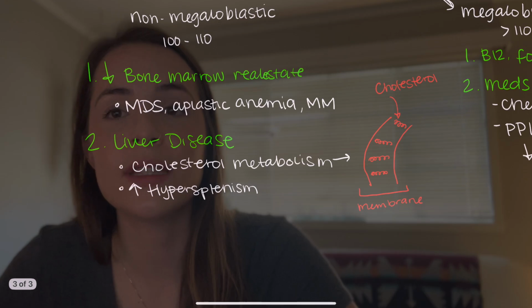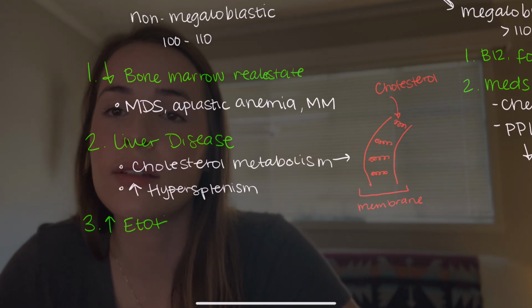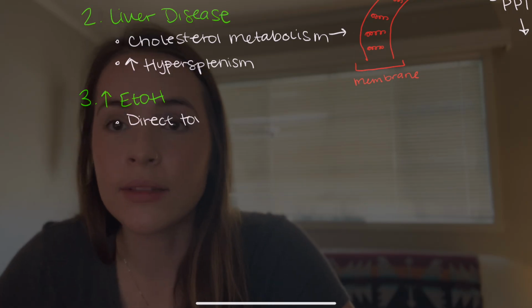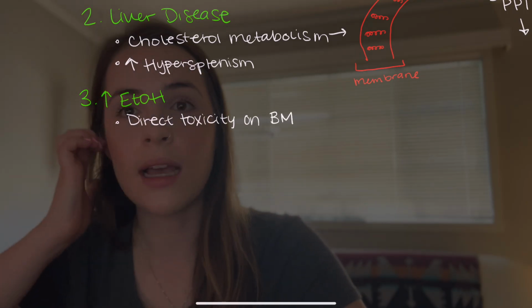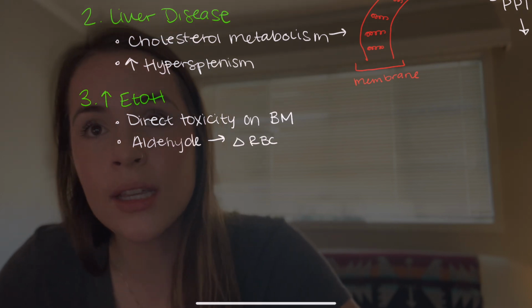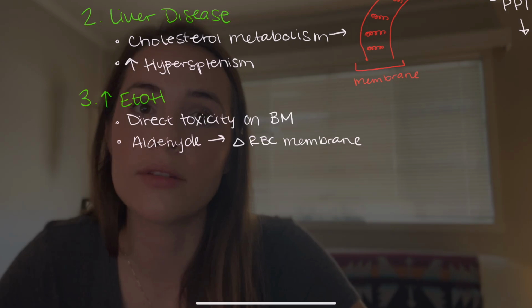Another thing you'll see is alcohol can lead to larger cells due to direct toxicity on the bone marrow, and aldehyde, a byproduct of alcohol metabolism, which changes the red blood cell membrane composition and again leading to larger cells.